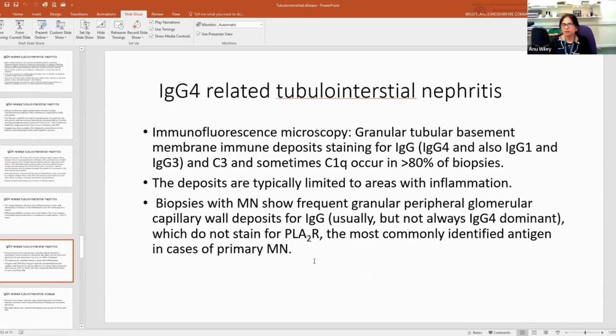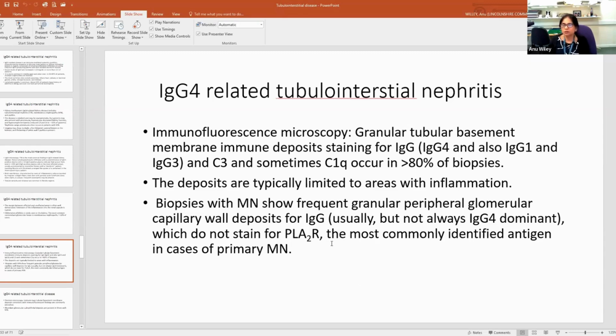What do you see on immunofluorescence? So you can see granular tubular basement membrane immune deposits for IgG4 predominantly, but sometimes with a little bit of IgG1 and IgG3. And sometimes you can also see C3 and C1q, but the diagnostic thing is that you need to see IgG4 deposits. These deposits are generally not seen all over the place. They will only be seen mainly in the areas where the inflammation predominates.